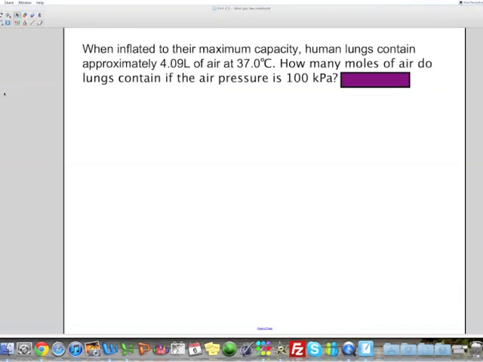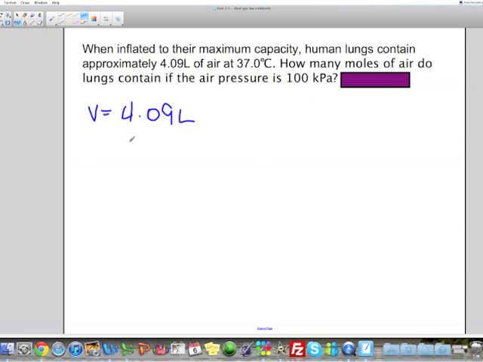For example number 1, we have a fairly straightforward practice problem. So it says, when inflated to their maximum capacity, human lungs contain approximately 4.09 liters. So I'm going to start putting down my information. Okay, so the volume is 4.09 liters of air at a temperature of 37. So the temperature is 37. If we put that in degree Kelvin, we have 310 Kelvin.